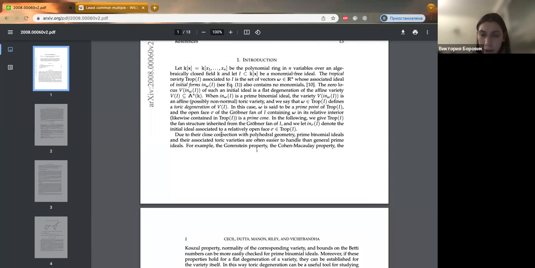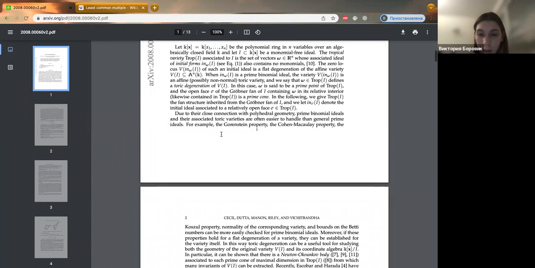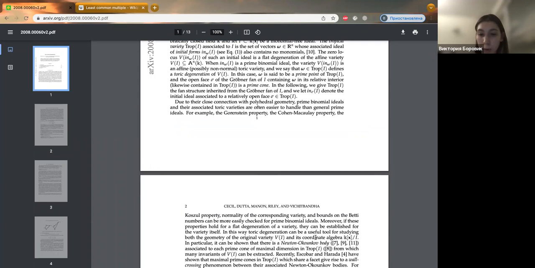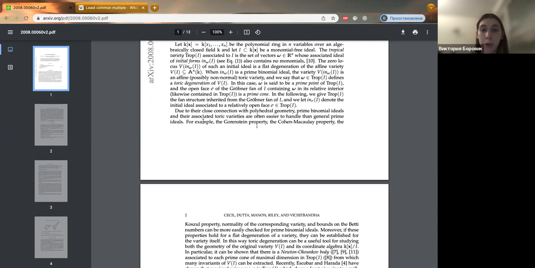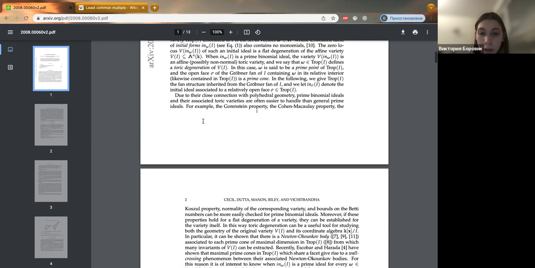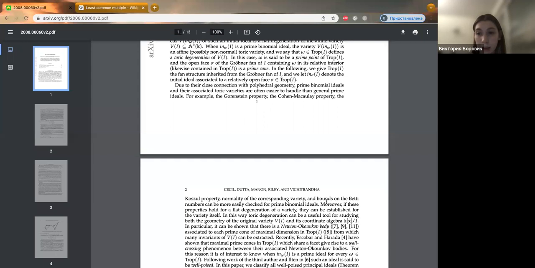I would like to say something that they have an example of Newton-Okounkov body. So, for example, if our variety, as I understood, is well-poised, so enough good variety, it is possible to show that each prime cone in our tropical variety is associated to a Newton-Okounkov body. But okay, without this body, maybe look at the abstract.